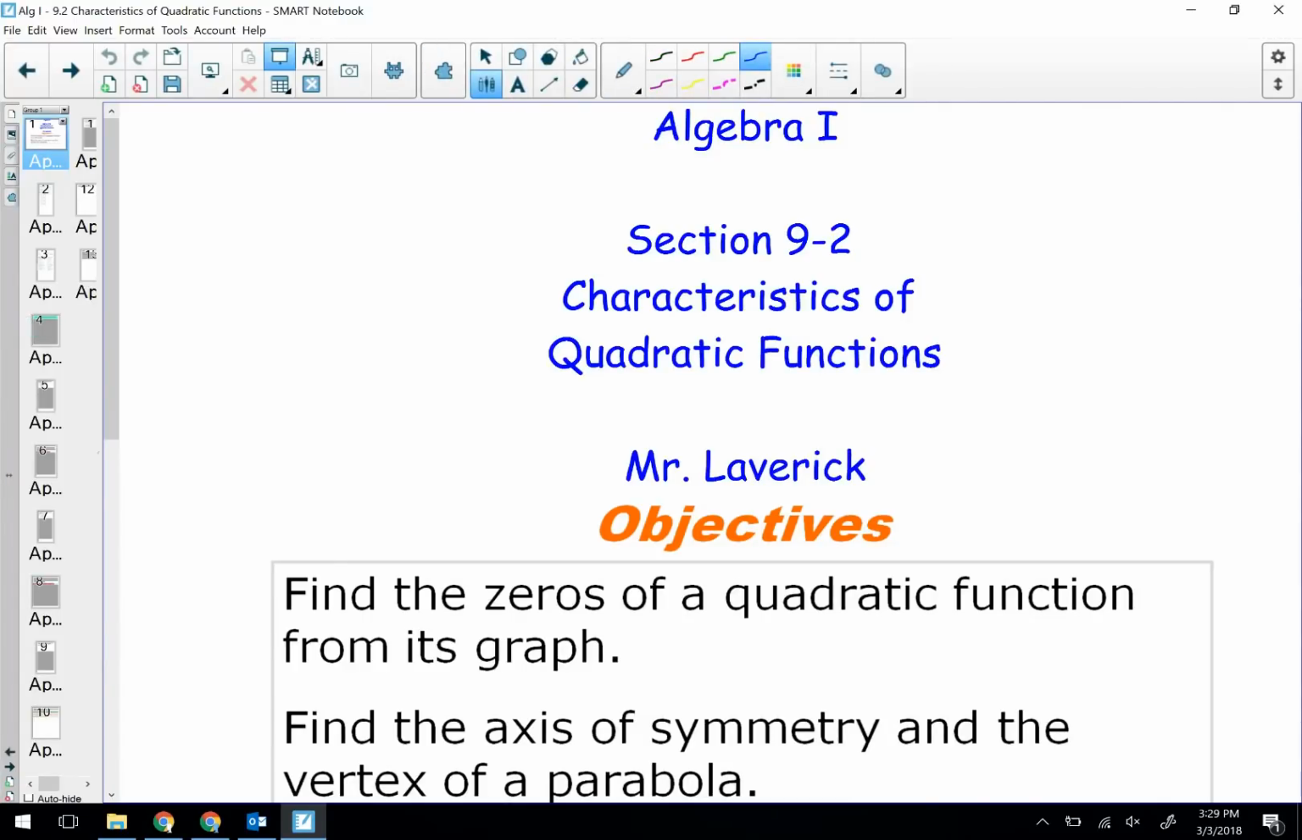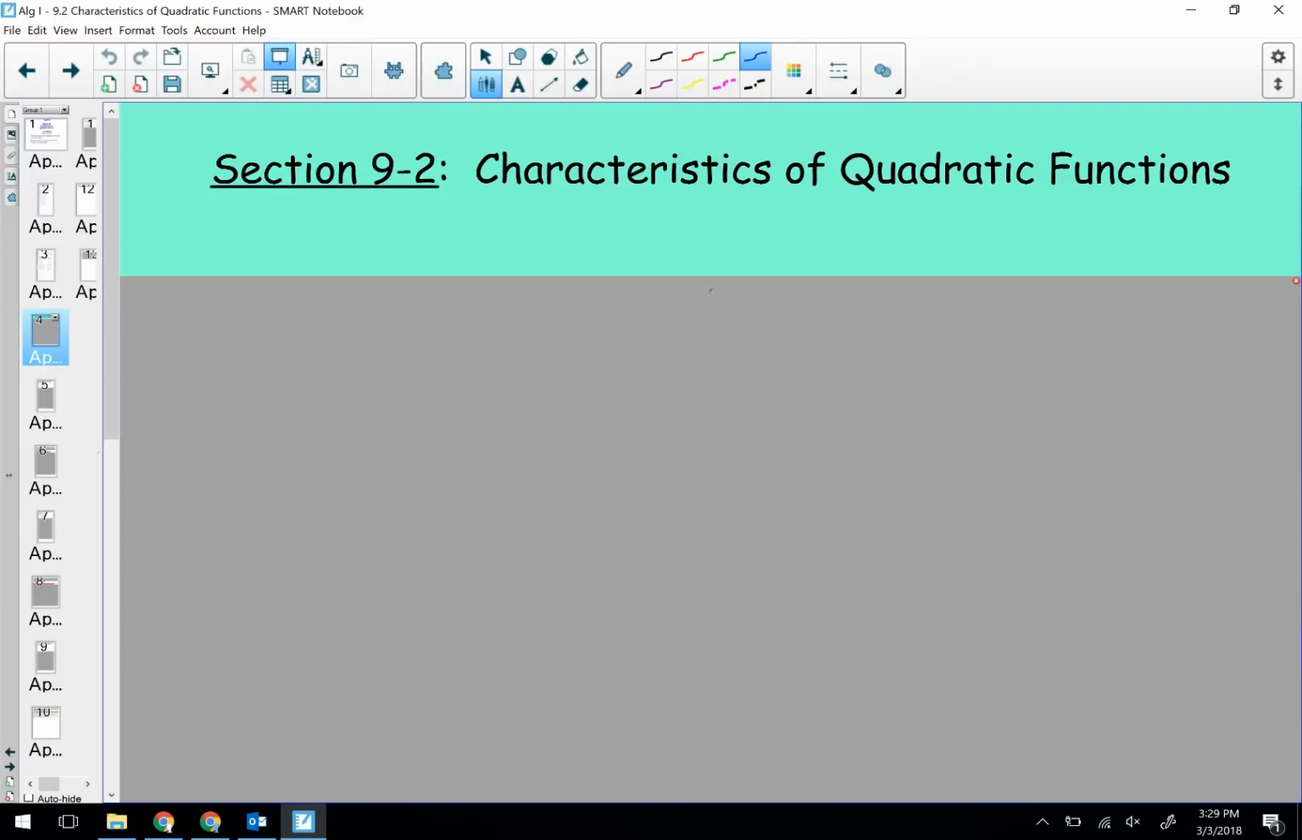Let's jump straight into the notes. Section 9.2, characteristics of quadratic functions. In the section 9.1 video, we looked at what quadratics are and just the basics: it looks like a parabola, and the equation has an x squared in it. Now we're going to take a look at what other unique things are always true in a quadratic.